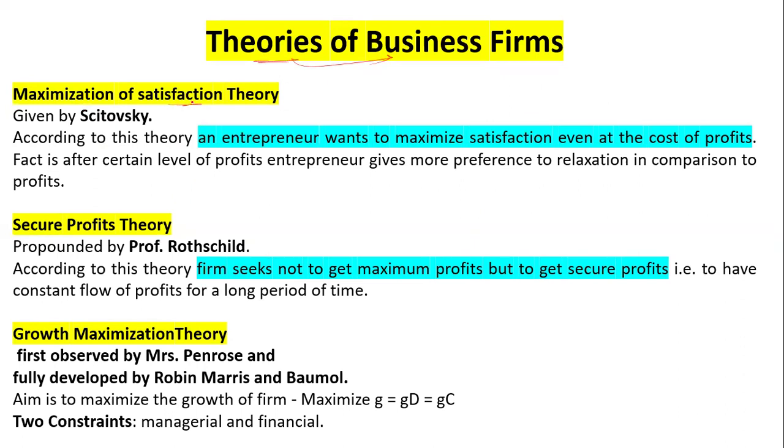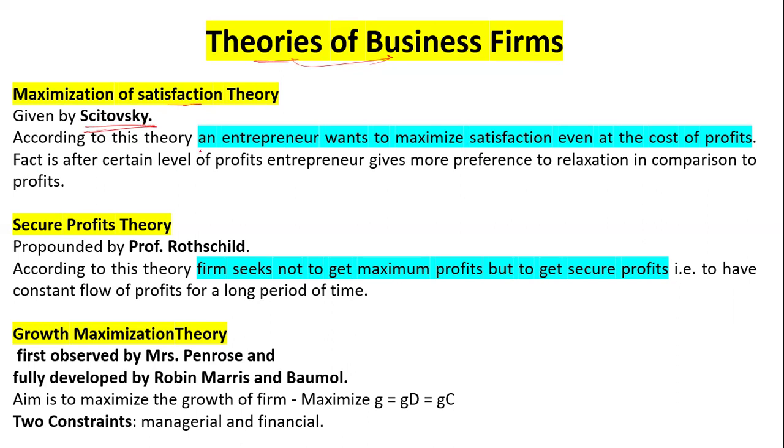Okay, you know that we have wants, and we, the consumers, have to satisfy their wants. So maximum satisfaction after consuming the product is the theory. This theory is given by Scitovsky. Okay, who gave that? It was given by Scitovsky.